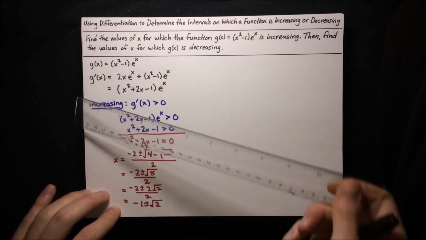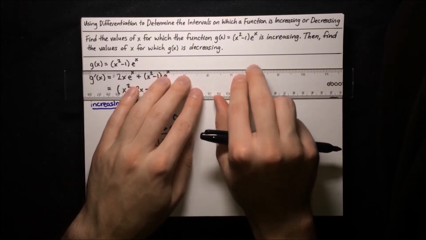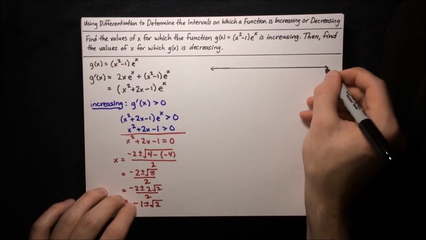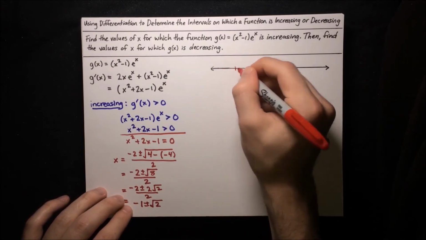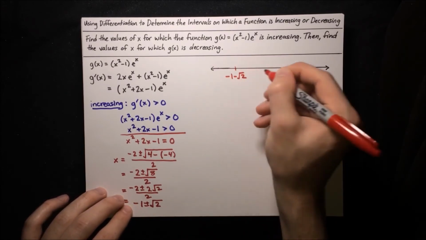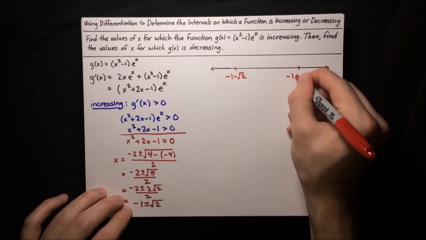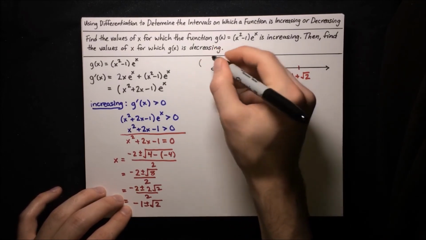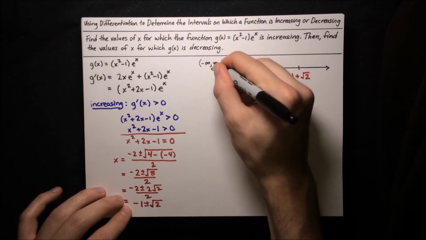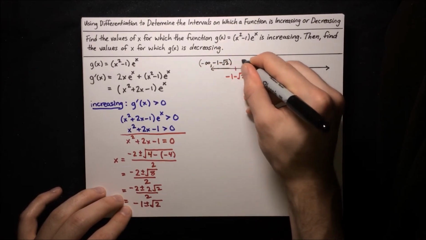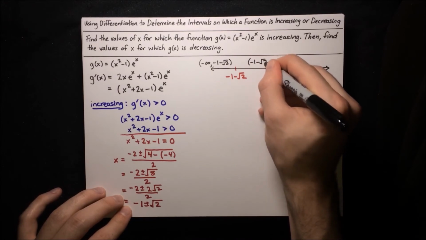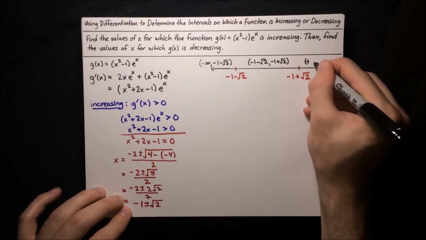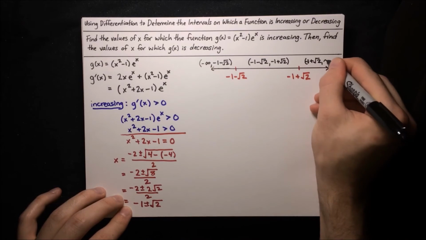Alright, now let's use these numbers to break up our number line. We'll draw a little number line here, and label 2 points. One point will be negative 1 minus root 2, and the other will be negative 1 plus root 2. Now this breaks up our number line into several intervals. First, there's the interval from negative infinity to negative 1 minus root 2. Then there's the interval from negative 1 minus root 2 to negative 1 plus root 2. And then there's the interval from negative 1 plus root 2 to infinity.